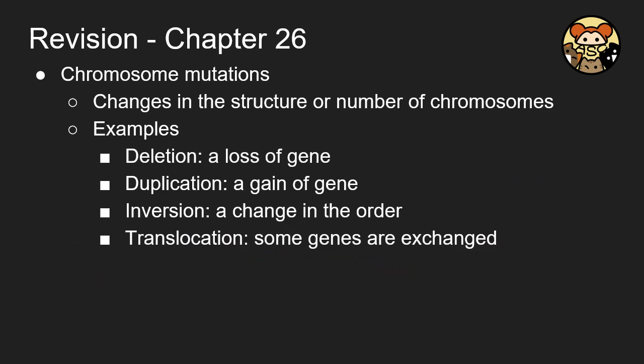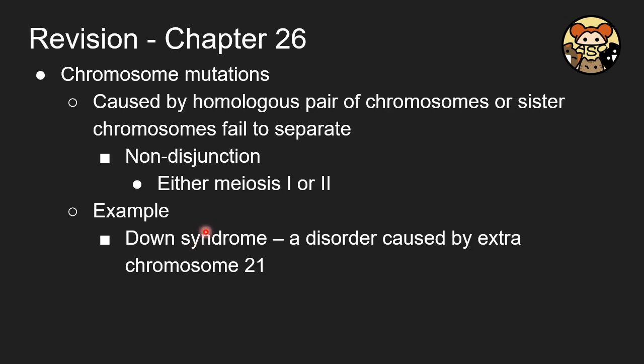Other than gene level mutation, there are also chromosomal mutations. A chromosomal mutation means a change in the structure or number of the chromosomes. Here are some examples: deletion, duplication, inversion, and also translocation. In particular, we will talk about Down syndrome, because it's a disorder caused by an extra chromosome 21. This is a must-know example in your curriculum. How may a chromosomal mutation occur? It usually occurs when the homologous pair of chromosomes or the sister chromatids fail to separate, which results in non-disjunction.